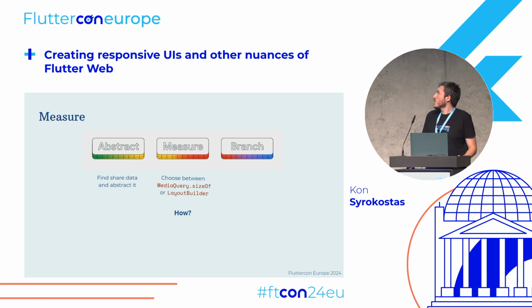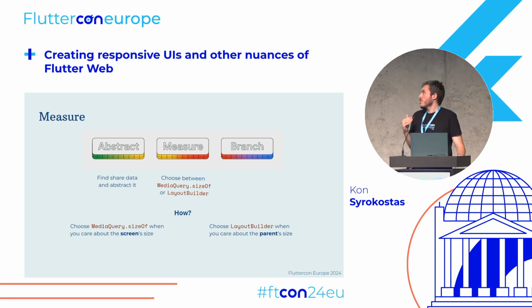So how do we choose between the two? If we want the screen size, or practically the window size, if the window is resized, we can use MediaQuery size of. If we want the parent size, we can use layout builder. If the widget is very high on the tree, it's very likely that these things are the same, and then just pick whatever you like to write more. If it's lower and the parent size is constrained, then the layout builder will have a different size.